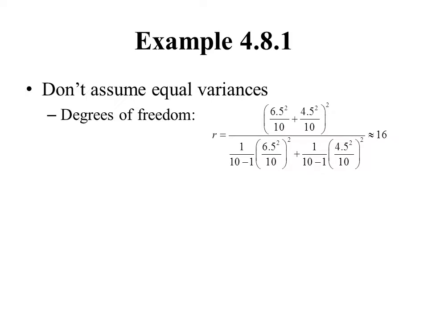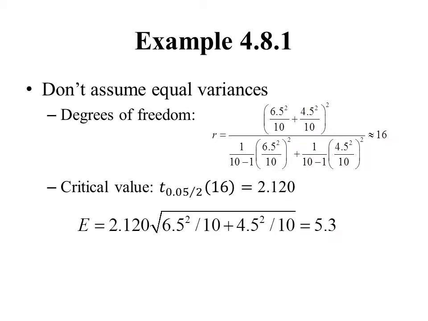Now, in our second confidence interval here, we're going to not assume equal variances. And so first we need to find our degrees of freedom. And so we're going to plug our values of S1 and S2 and N1 and N2 into this formula, crunch the numbers. And this is going to come out to be 16 point something. So we're going to round it down to 16. So that's our number of degrees of freedom for our critical value. So our critical value is t sub 0.05 divided by 2 with 16 degrees of freedom. And if we look up that number, we get 2.120.